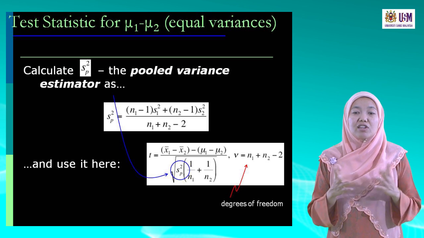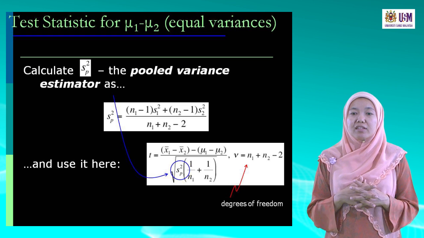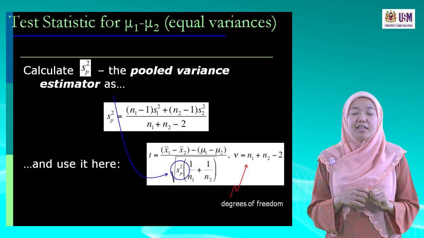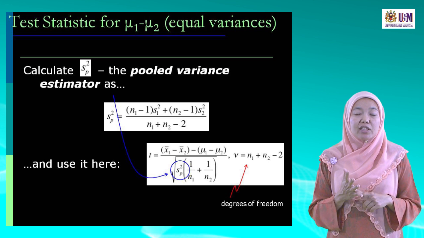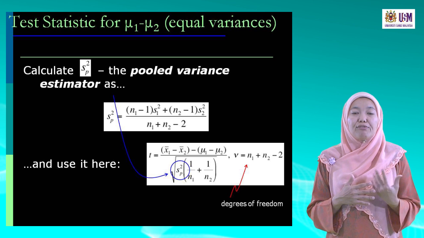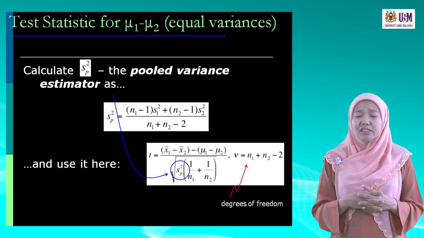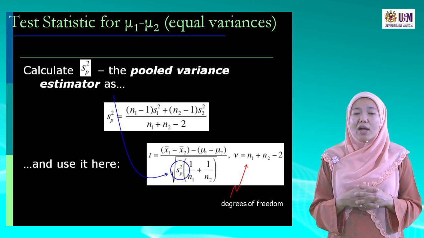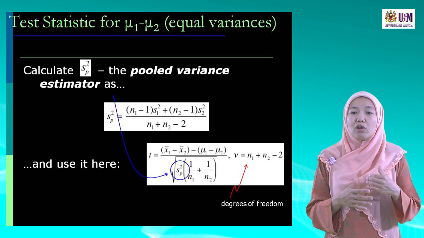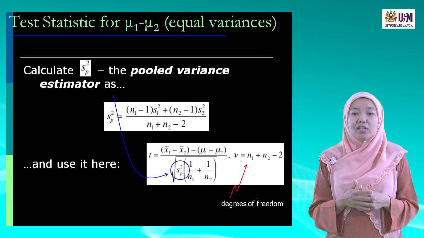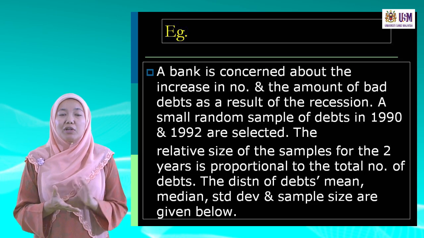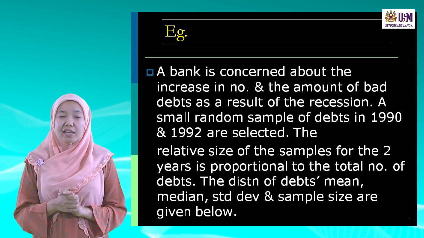And don't forget, the degree of freedom for this pooled variance estimator is taken as nu. That symbol is what we know as nu in Greek. So nu is equal to n1 plus n2 minus 2. This is not an extra formula. If you remember when I first introduced the degree of freedom, for one sample population it is just n minus 1. So when you have two samples, you add up the two samples, n1 plus n2, and then you minus 2 because you minus 1 and minus 1. That's it.